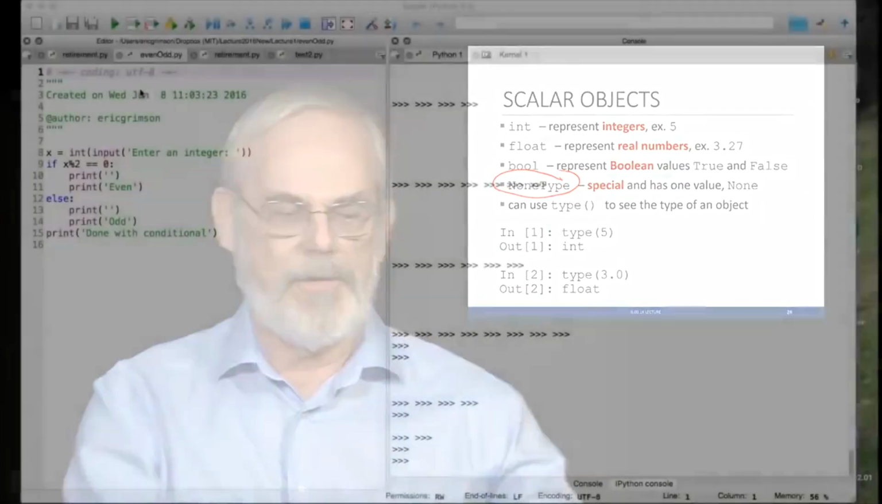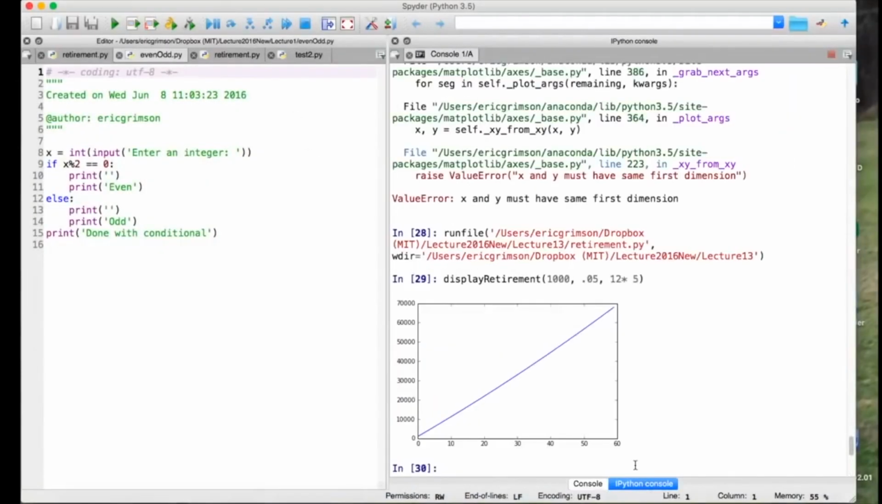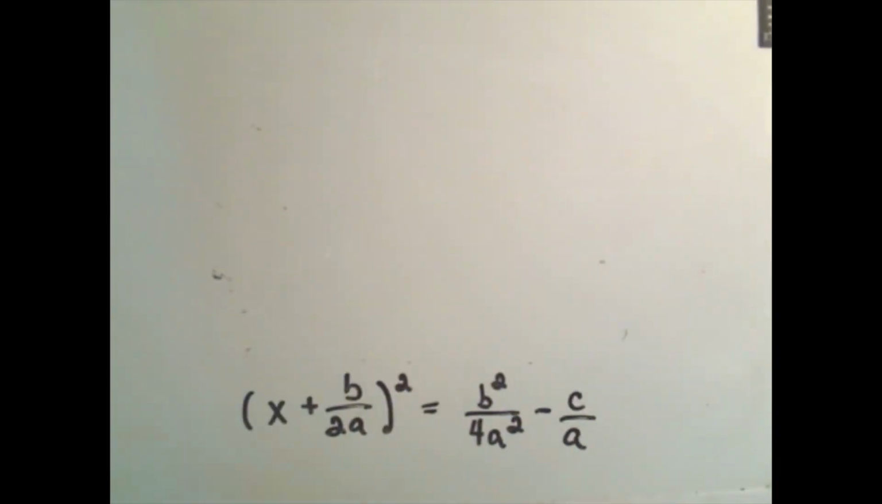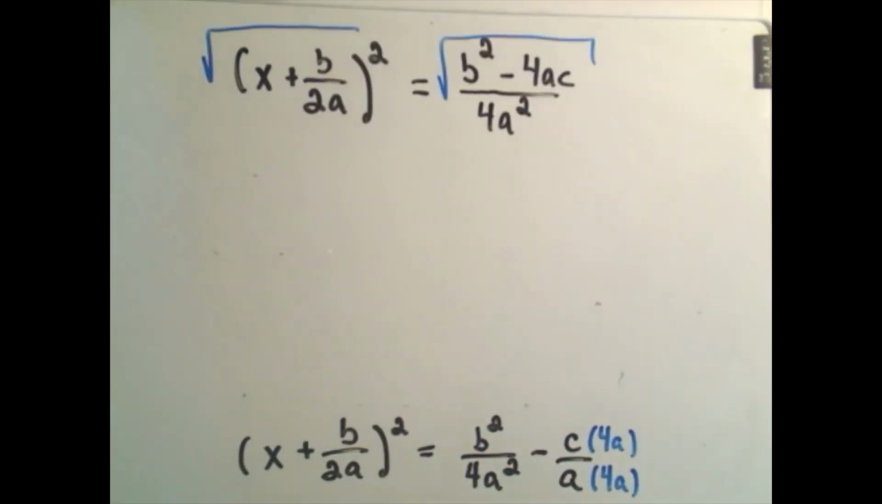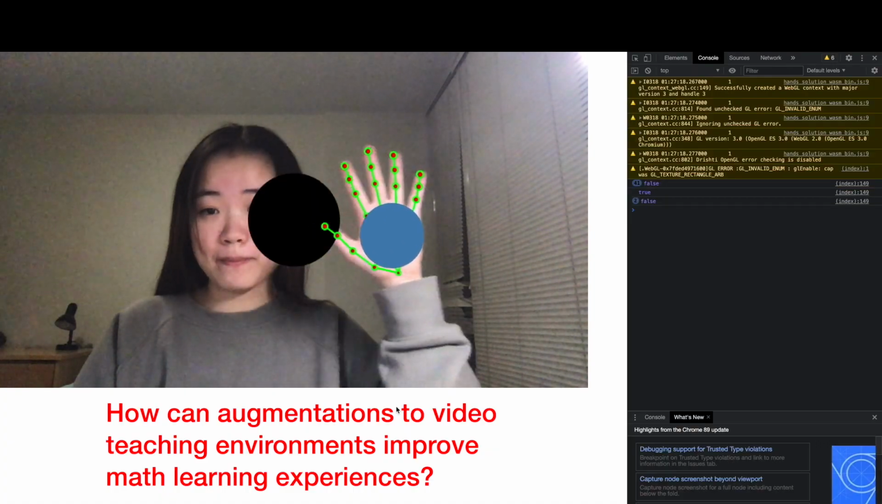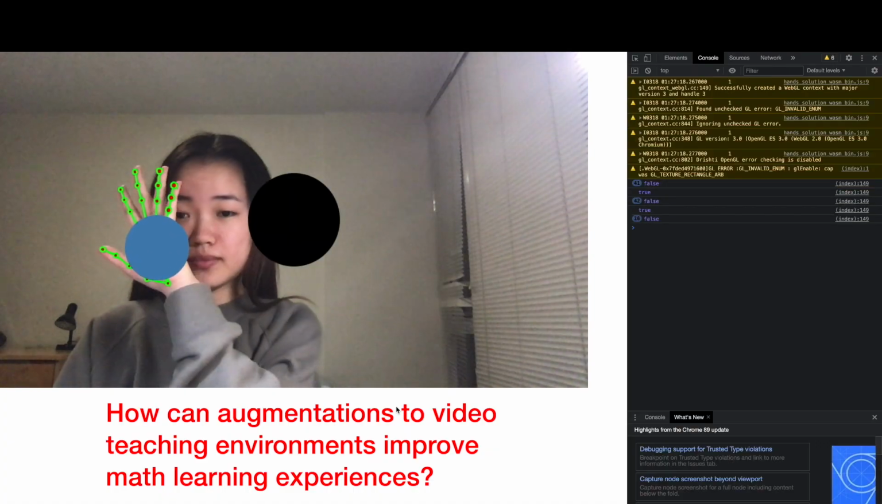Some disciplines like computer science transfer well to digital interfaces and video, but others like mathematics still rely heavily on handwriting and physical media. Also, a webcam's narrow field of view requires educators to frequently erase what they write, which can induce unwanted cognitive load. We may be able to remedy this with augmentations to the video teaching environment.